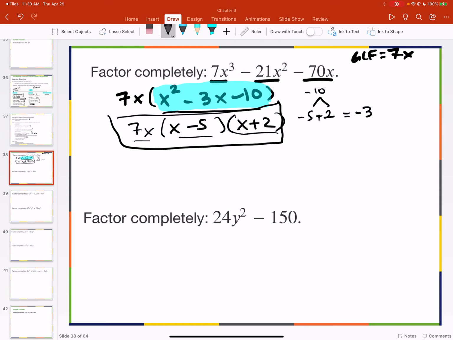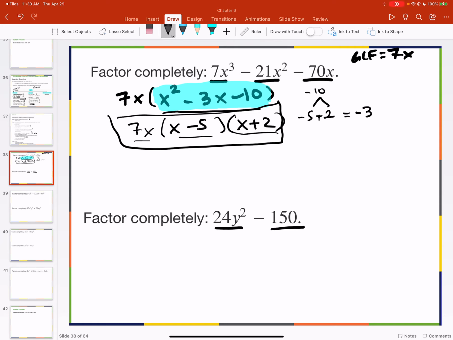Okay, let's go ahead and do the next one. Here we have 24y squared minus 150. The question is, what can we factor out here of 24y squared? Is 150 divisible by 24? You tell me.